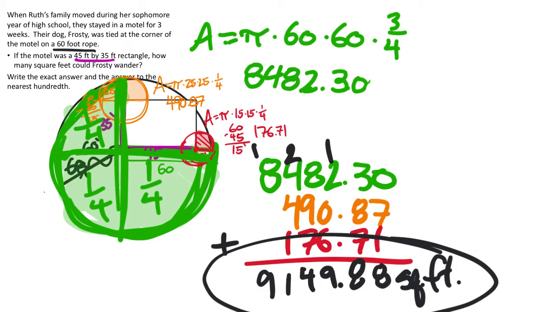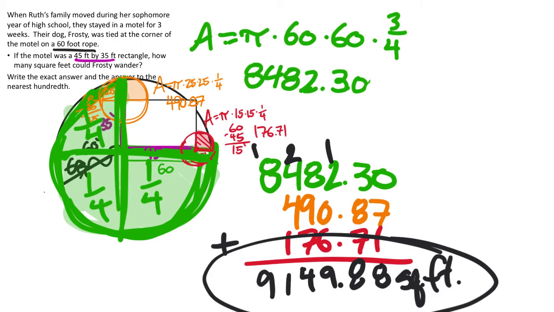When Ruth's family moved during her sophomore year of high school, they stayed in a motel for 3 weeks. Their dog, Frosty, was tied to the corner of the motel on a 60-foot rope. If the motel was a 45 by 35 rectangle, that's convenient, how many square feet could Frosty wander? Write the exact answer and the answer to the nearest hundredth.